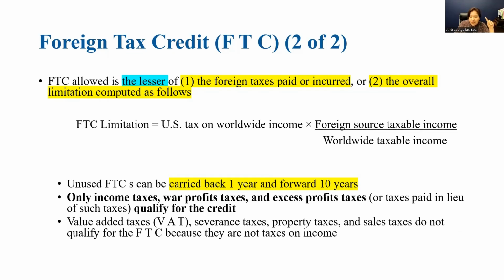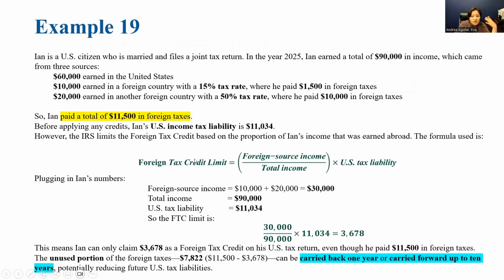But before we get there, I just want to mention that only income taxes, war profit taxes, and excess profit taxes will qualify for the credit. Any value added taxes, severance taxes, property taxes, sales taxes, all those will not qualify whenever you are computing the foreign tax credit. Okay. So now let's look at this example.